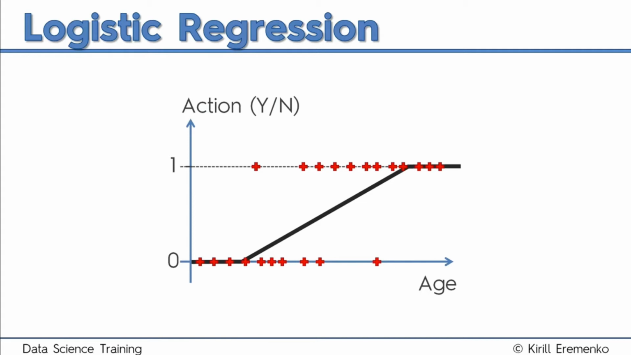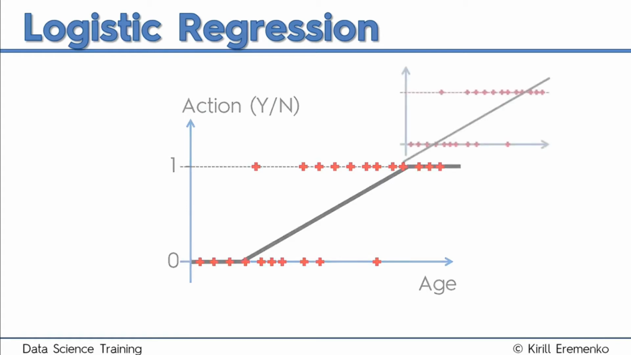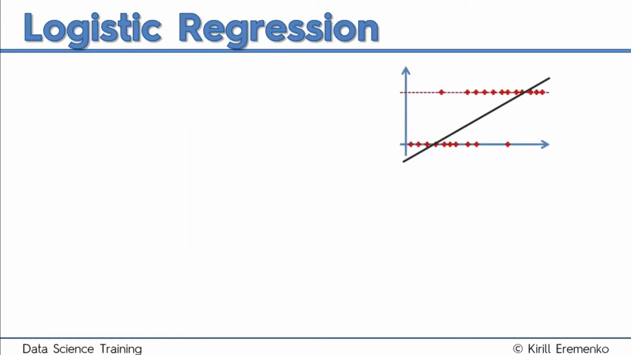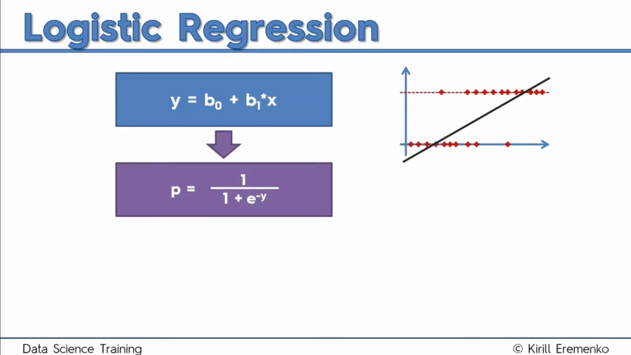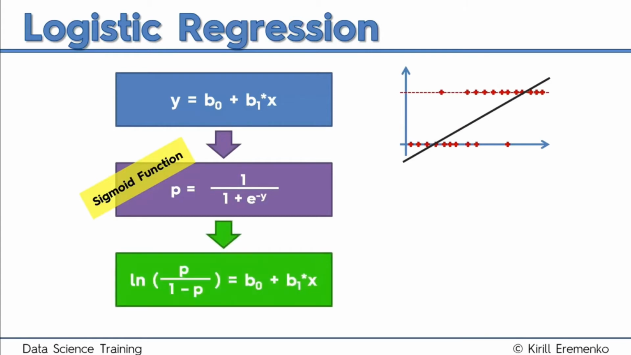So let's see what the actual scientific approach is. Here we've got the line that we looked at, and it is described by this equation. Now this is the most fun part, so bear with me. If you apply to this equation a sigmoid function, which looks like that, so you put the y into the sigmoid function in purple, and then you solve for y from the purple box and you put y back into the blue box, then you will get the green box.